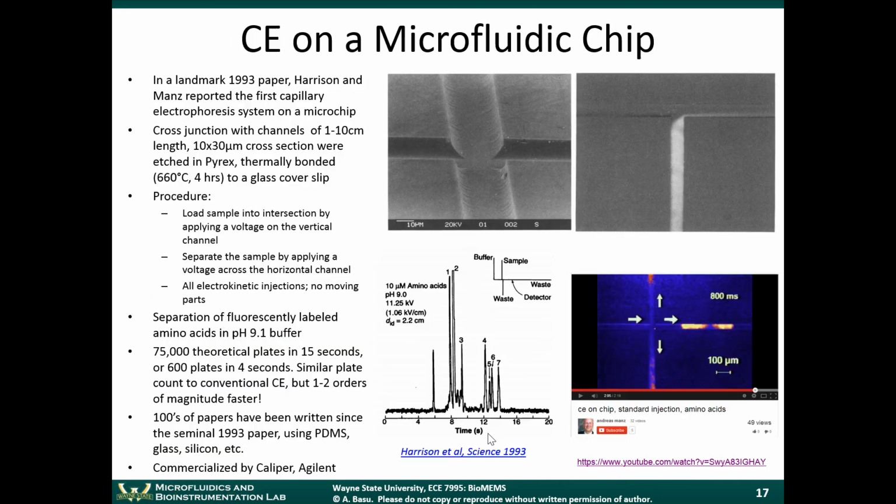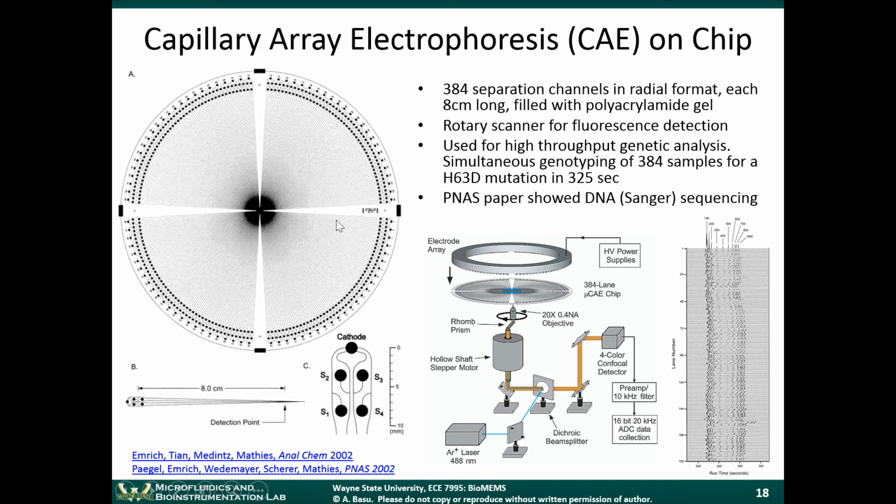So with capillary electrophoresis, you could have, for example, this was showing 384 different separation channels. The voltage is placed from the inside of this disk to the outside of the disk, and the separation channels are arranged in a radial format. Each one of these spokes represents one capillary electrophoresis channel, so you could do all 384 experiments at once.